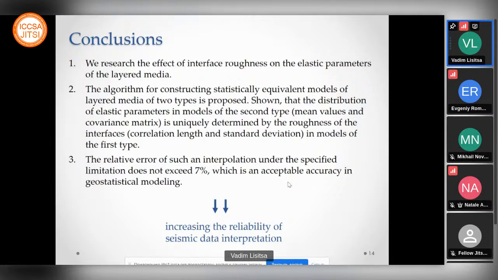If we have a roughness, we'll have an estimation of the effective moduli with some uncertainty, and this uncertainty should be taken into account, or at least be kept in mind if we are talking about estimation of the elastic property of the core samples. Okay, thank you.